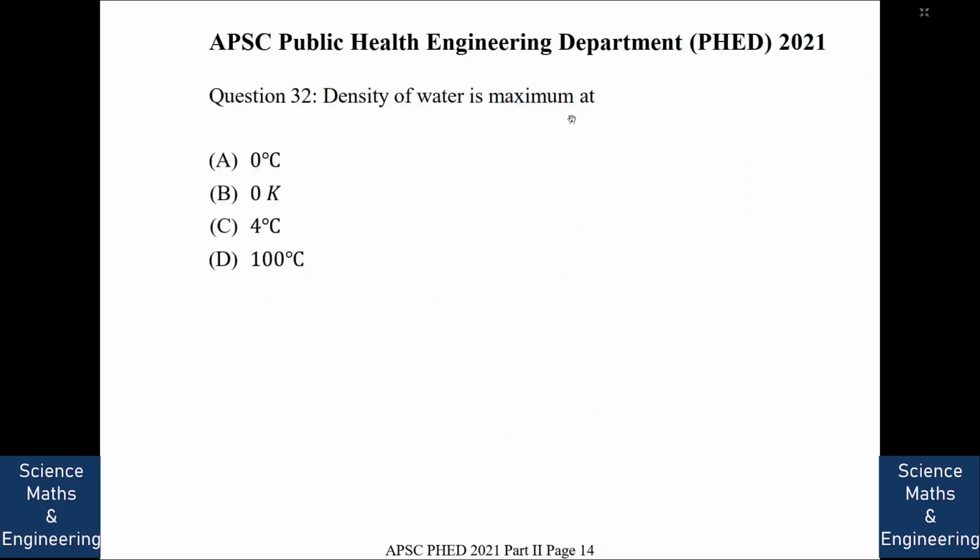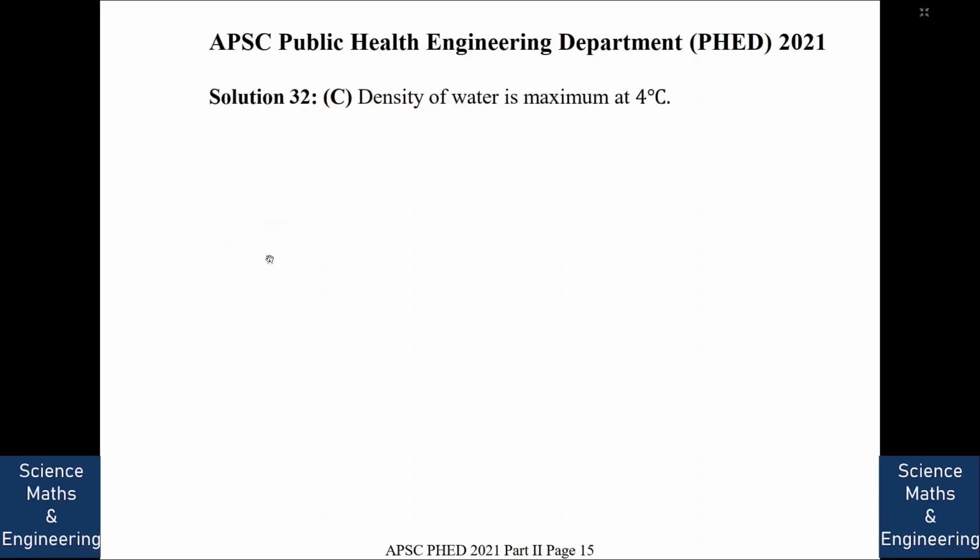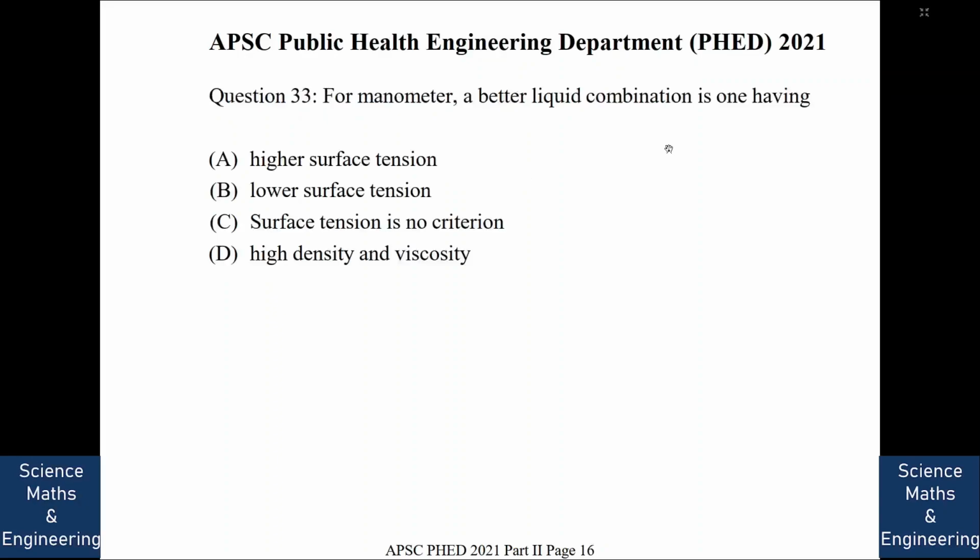Density of water is maximum at: A, 0 degree centigrade; B, 0 Kelvin; C, 4 degree centigrade; or D, 100 degree centigrade. So the answer is density of water is maximum at 4 degrees centigrade. Okay, so we'll go to the next question. For manometer, a better liquid combination is one having A.